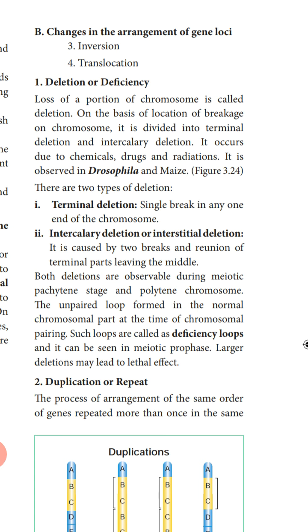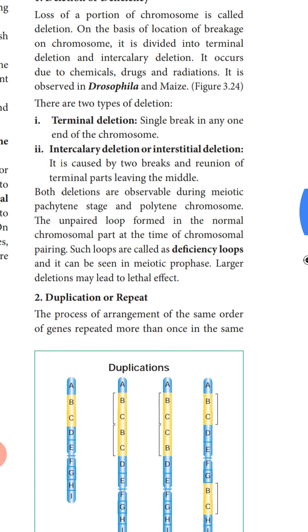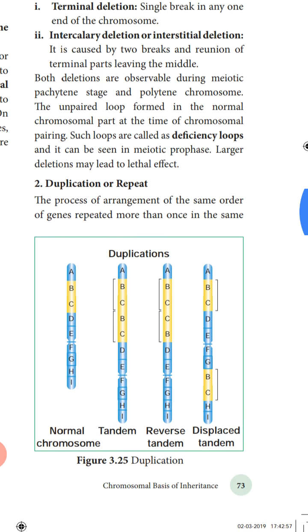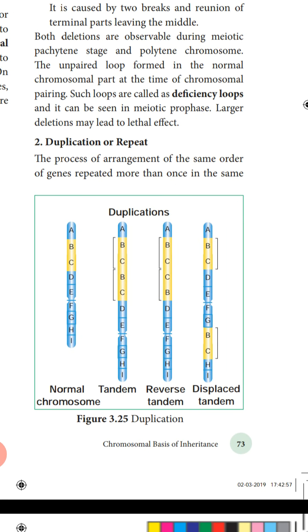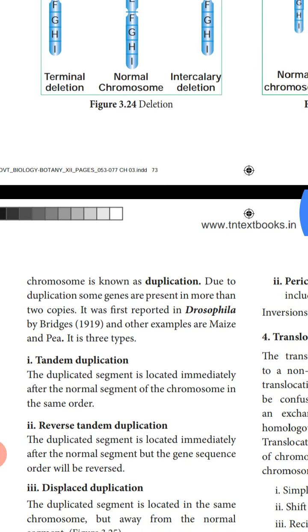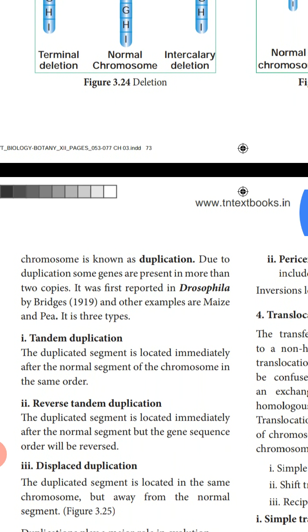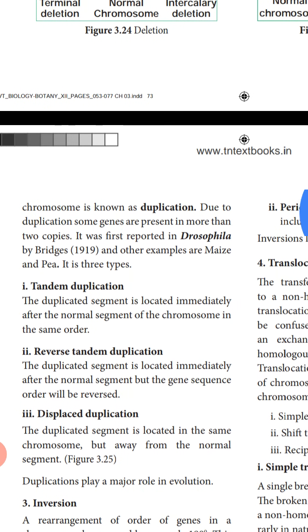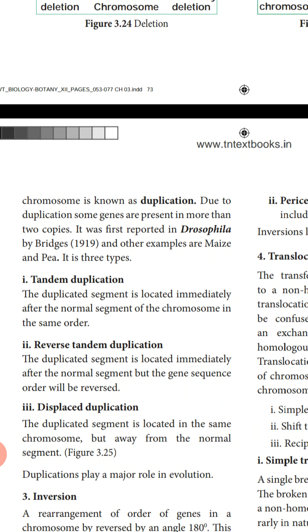Next type of structural change in the chromosome is duplication. Now, this arrangement of the same order of genes repeated more than once in the same chromosome is known as duplication. Due to duplication, some genes are present in more than two copies. It was first reported in Drosophila by Bridges, and other examples are maize and pea.